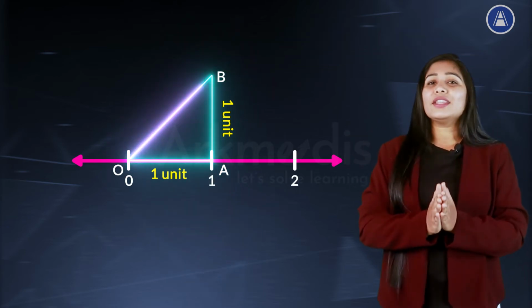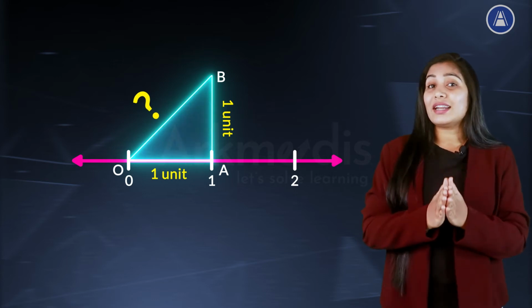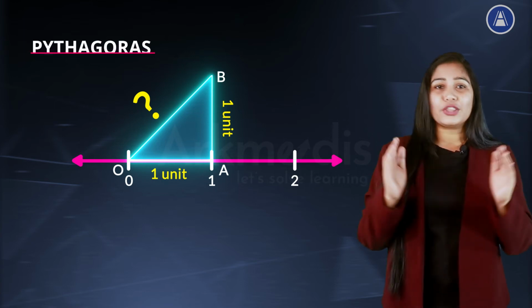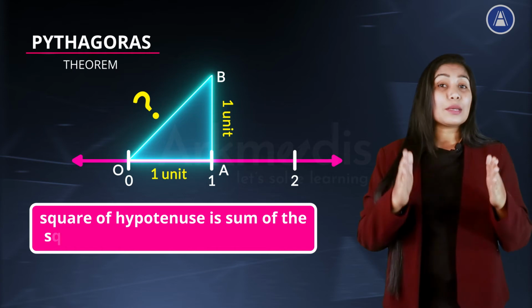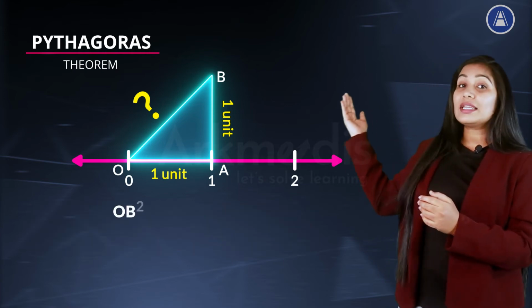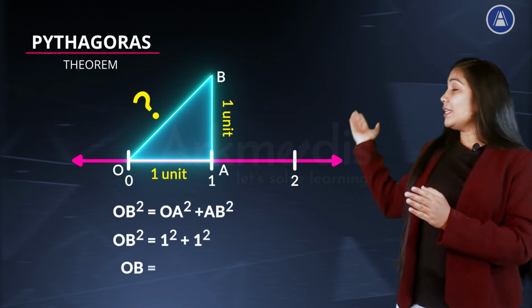Now, find the length of OB. How do we find the length of OB? Since it's a right angle triangle, to find the hypotenuse, we can use Pythagoras theorem, isn't it? That is, the square of the hypotenuse is the sum of the squares of the perpendicular sides. So here OB square is equal to OA square plus AB square. So here OB is root 2.